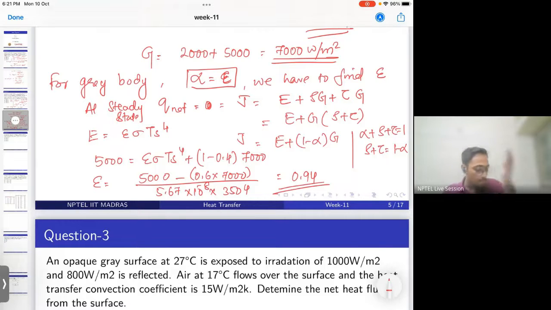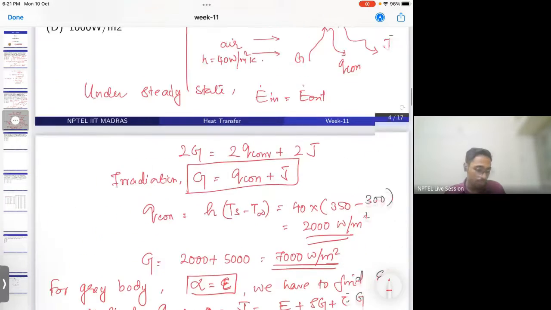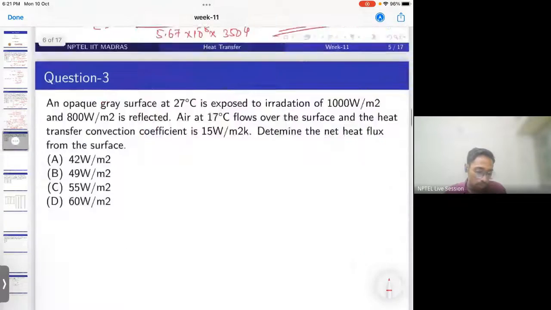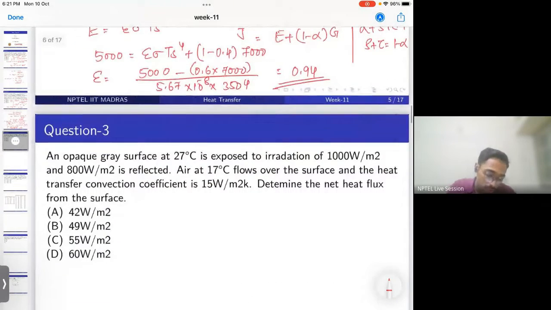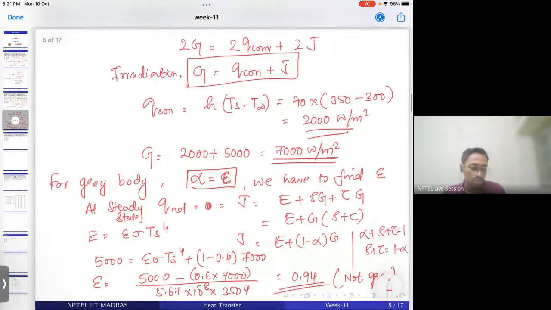So the emissivity of the body is 0.94 and absorptivity is 0.4. So both are not equal. So the body is not gray. I hope this was clear. So the first one was simple.